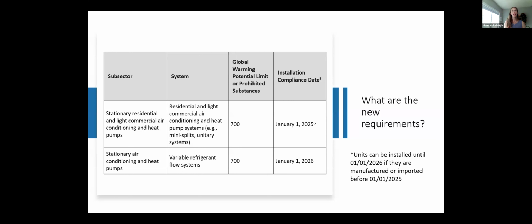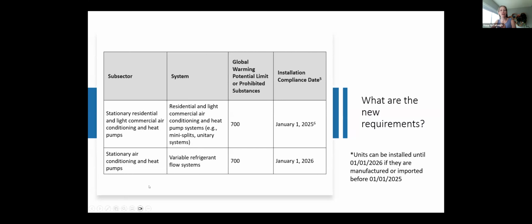A good note here, in terms of drawings and design, we're not going to see some of these requirements hit the design community probably until closer to the end of the year. We should be starting to see design teams consider these requirements and how they will impact the design. But any systems that have been manufactured or imported before January 1st, 2025 can still use the R410A refrigerant coils that are in production and in use now.